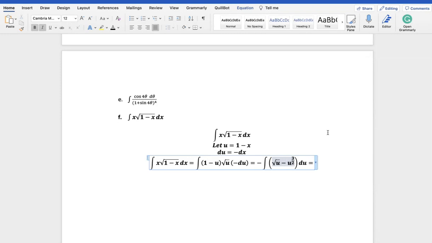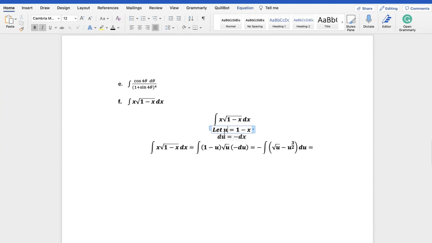Sir, I'm a bit confused about du equals to negative dx. This is the derivative. u is equal to 1 minus x. So du, when you take the derivative, is equal to, what's the derivative of 1? The derivative of 1 is 0. And then minus the derivative of x, which is just 1. Okay, sir. Negative 1 times dx. Thank you.